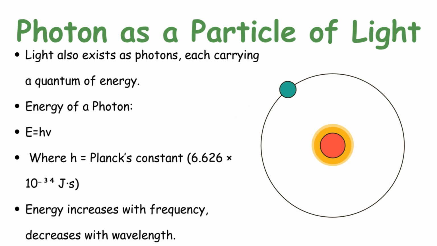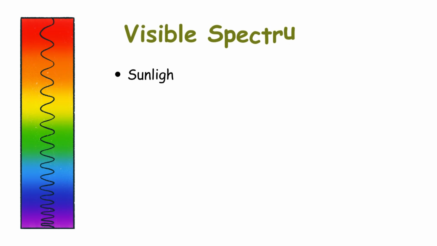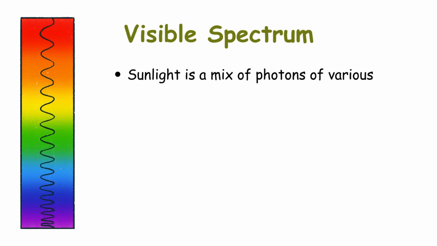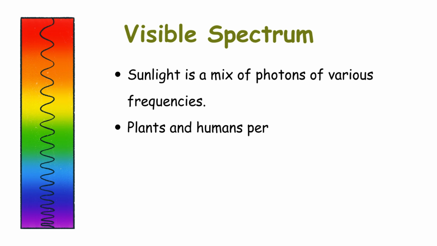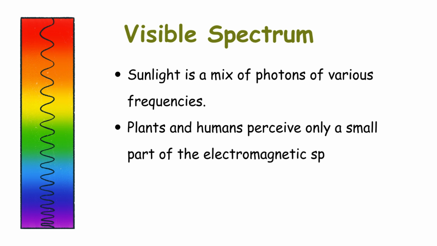But here's the fun part. Plants only care about a narrow slice of this massive electromagnetic spectrum. The slice we call visible light, ranging from about 400 to 700 nanometers. That's the light you and I can see, and also the light that fuels photosynthesis.